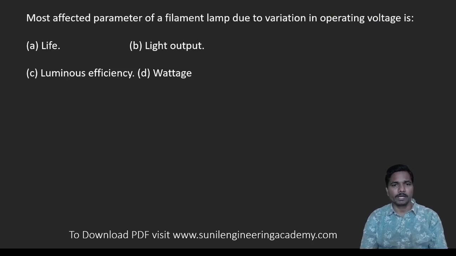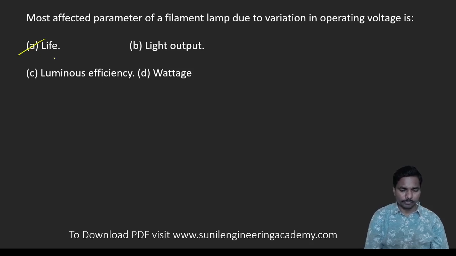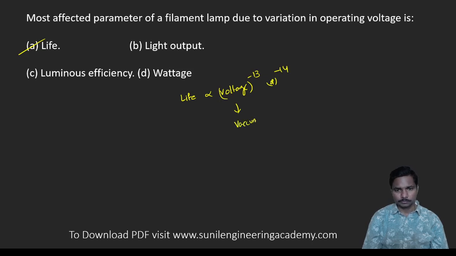The most affected parameter of a filament lamp due to variation in operating voltage is what? That is nothing but life. Life is proportional to voltage variation to the power of minus 13 for vacuum lamps and minus 14 for gas filled lamps. So life is highly affected, and the answer is option A.